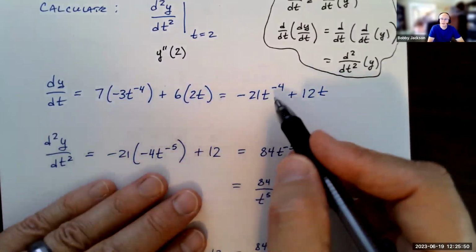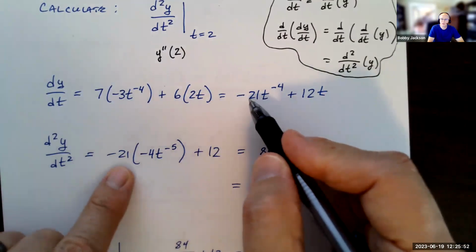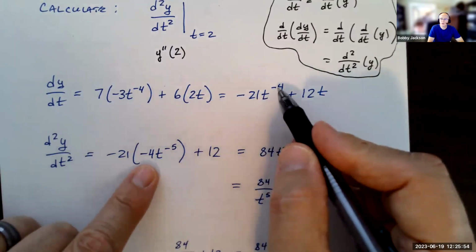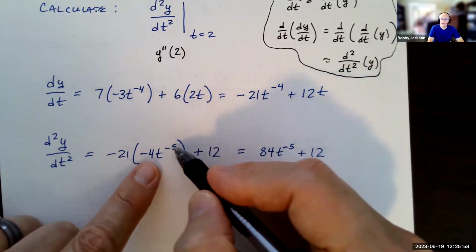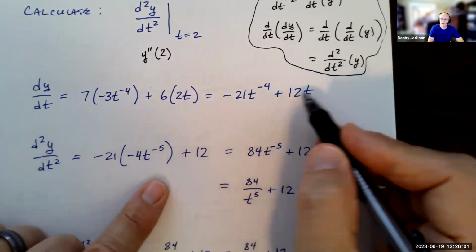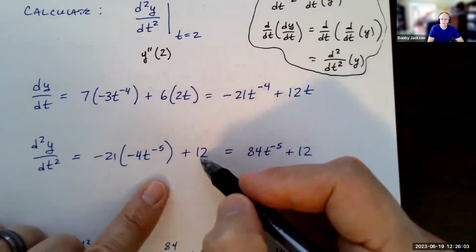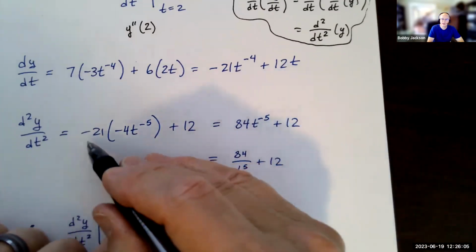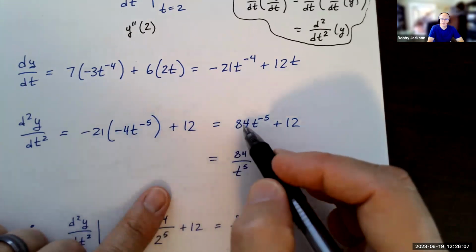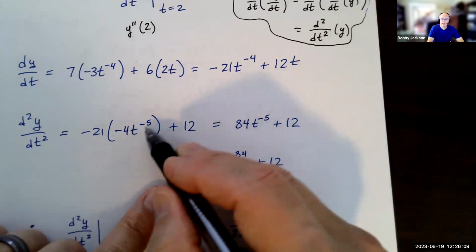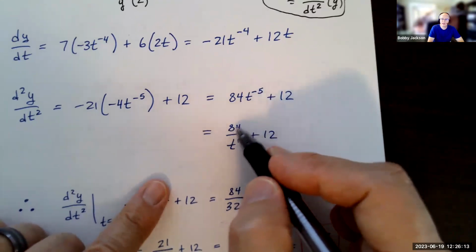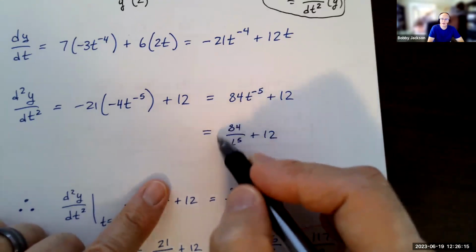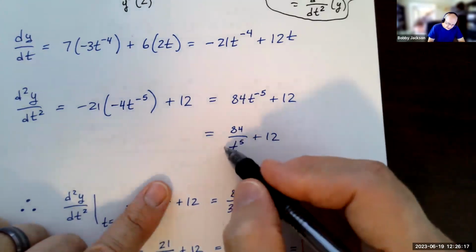Second derivative then, take the derivative of this. Negative 21 is a constant multiple. Derivative of t to the negative 4 is negative 4t to the negative 5. Plus, what's the derivative of 12t? Well, it's just 12. All right. Clean this up. Negative 21 times negative 4 is positive 84, t to the negative 5th, plus 12. And then 84 t to the negative 5th, I would write as 84 divided by t to the 5th because I want to evaluate this. This is my second derivative.